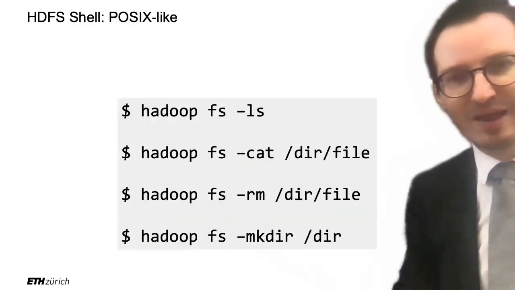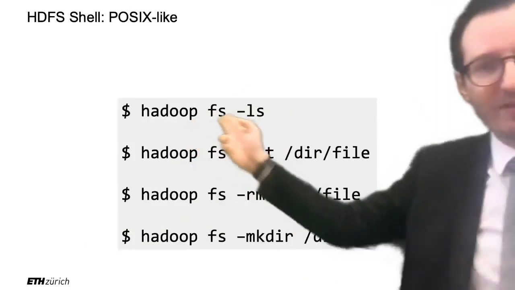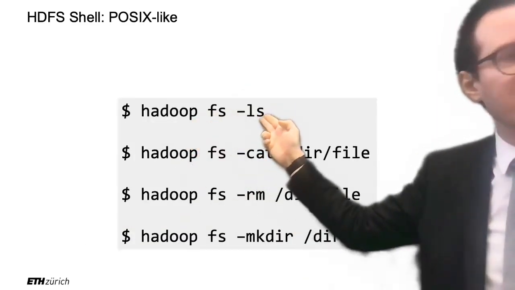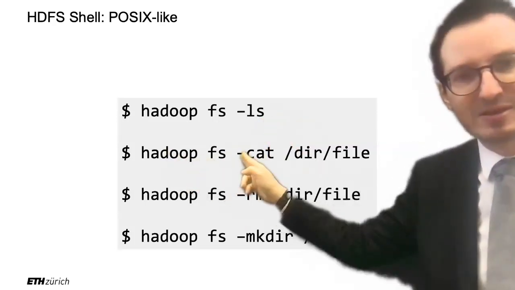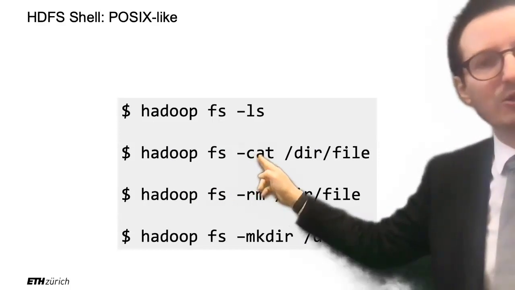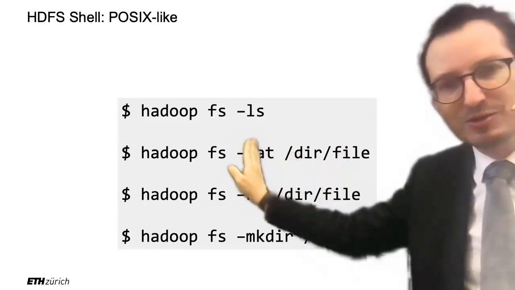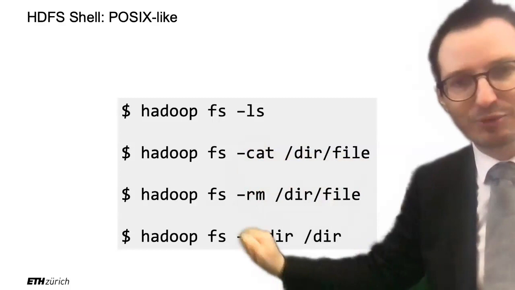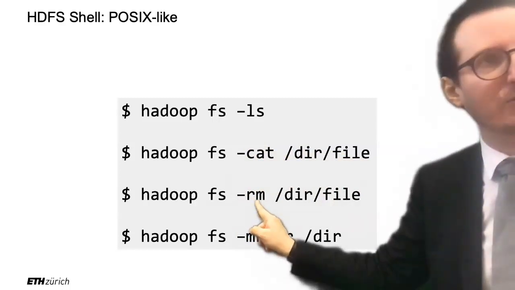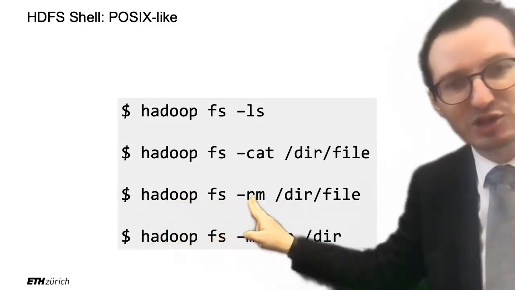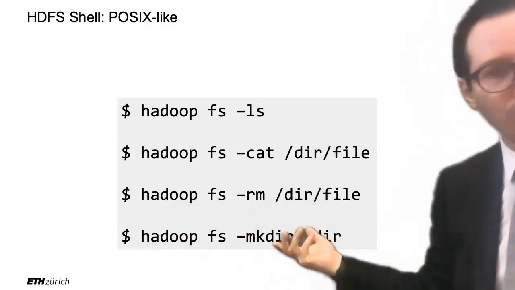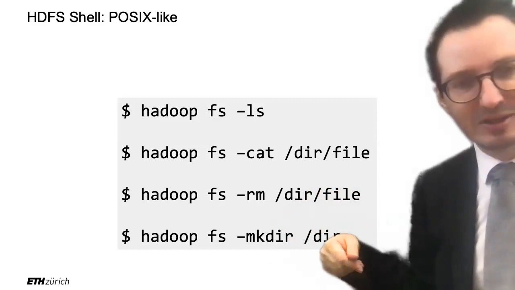So hadoop fs. And here are a few examples. hadoop fs -ls does the same as the ls command in Linux or macOS. hadoop fs -cat displays on your screen the content of the file, and that's the same as the cat command that works on your laptop. rm is remove. Again, you have it for your local file system. But if you say hadoop fs -rm dir file, that's going to remove this directory.